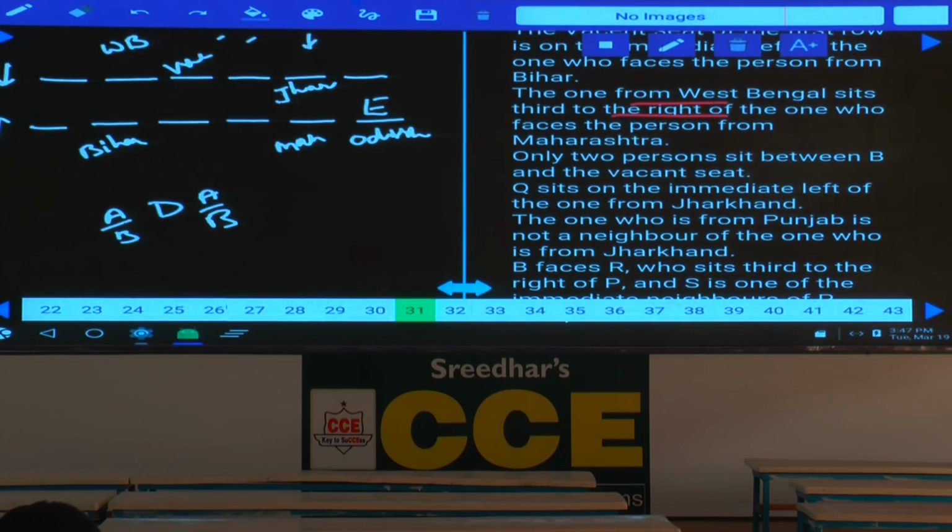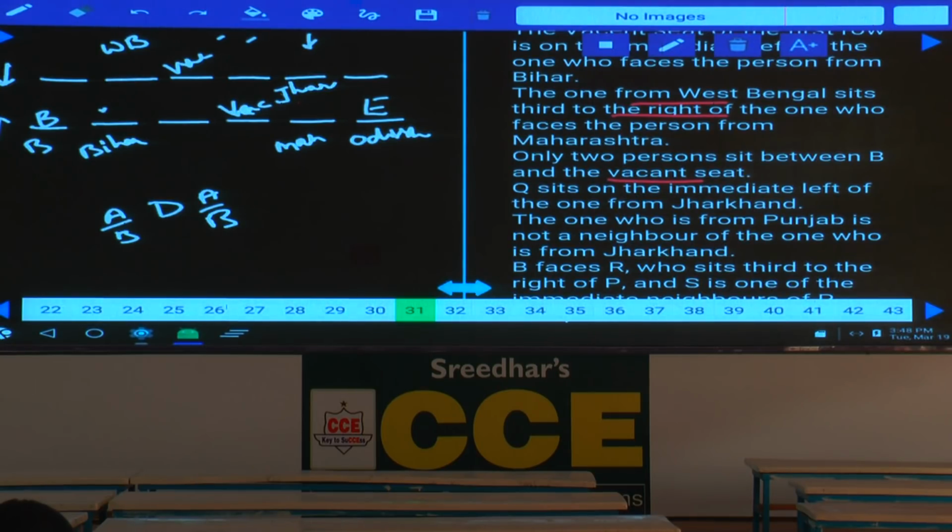Done with this? And only 2 persons sit between B and the vacant seat. Between B and the vacant seat, how many persons are there? There must be exactly 2 people. Tell me where can this vacant seat be? Now if B is here, 1, 2, and vacant seat will be here. Or if B is here, 1, 2, vacant seat, it is not possible at all. So what is the only possibility we have? B at this place, and this is the vacant seat.